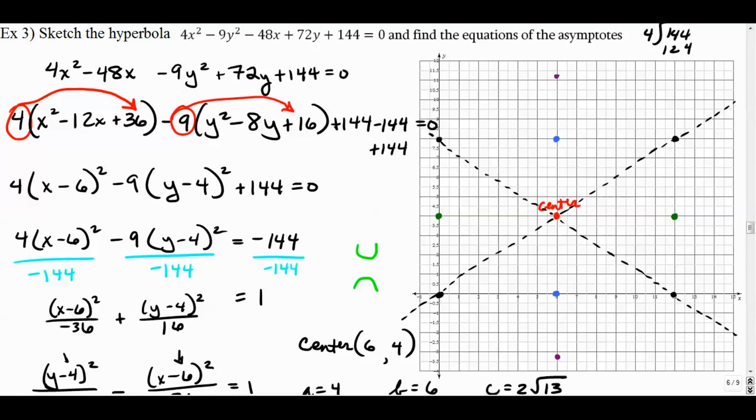This is going to tell me how wide to make my curves. So I'll graph these in maybe a purple. It's going to go through each vertex and try to hug this asymptote on each side. So it's going to look something like this. So this is a pretty wide hyperbola.